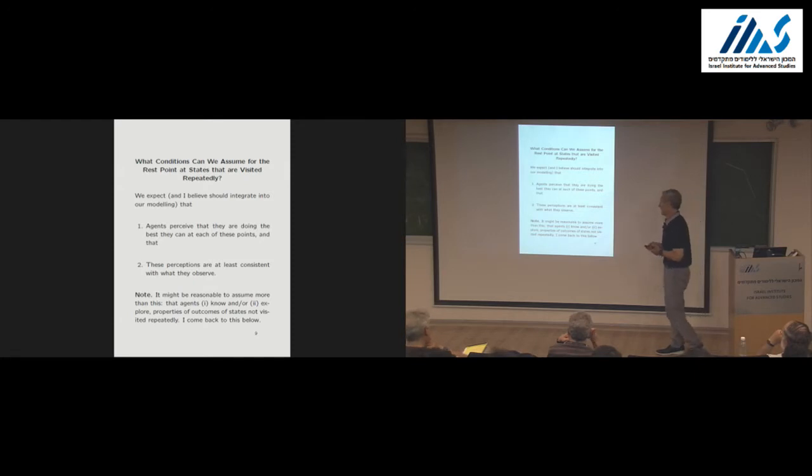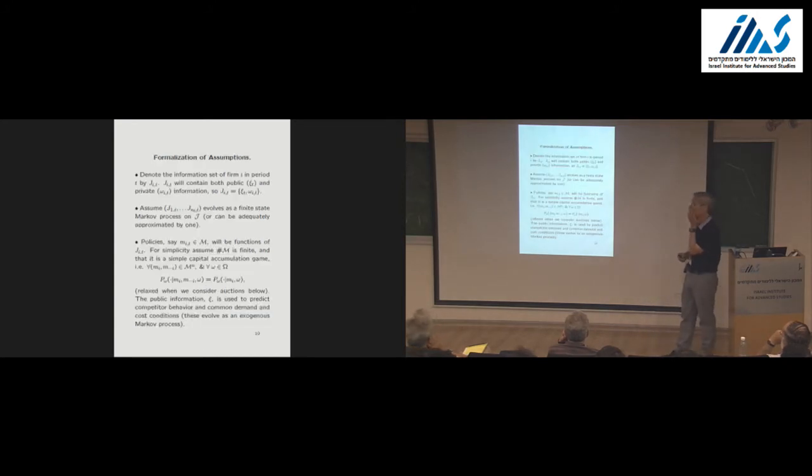It might be reasonable to assume more than this, and I'm going to later on, but I'm going to start with just this. It might be reasonable to assume agents know more than just what they observed from the past, either because they experimented or because they know something about the industry that Ariel doesn't know, or stuff like that. I'll come back to adding more information afterwards. Okay, so now the formalization of the assumptions.